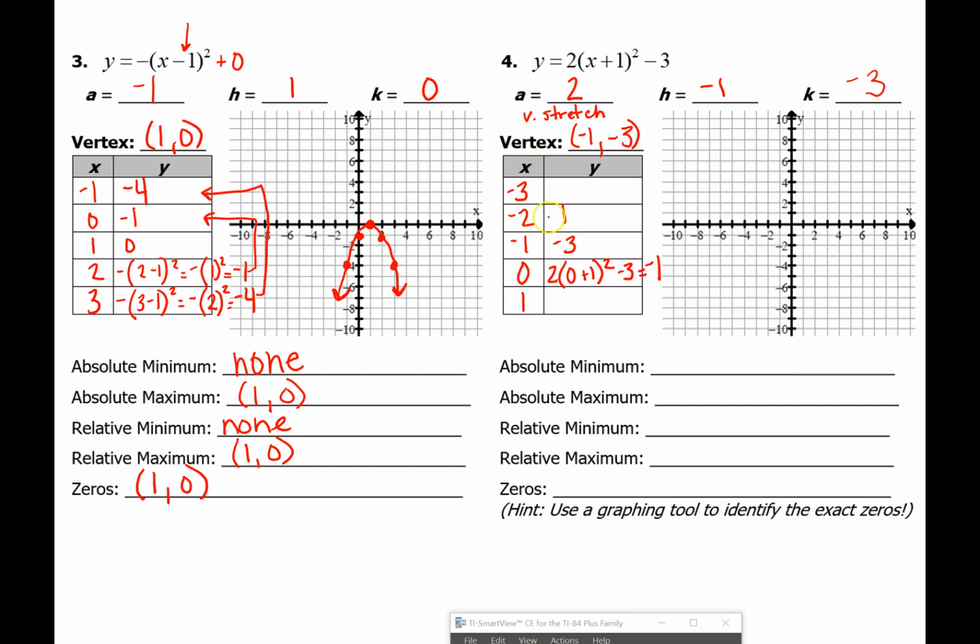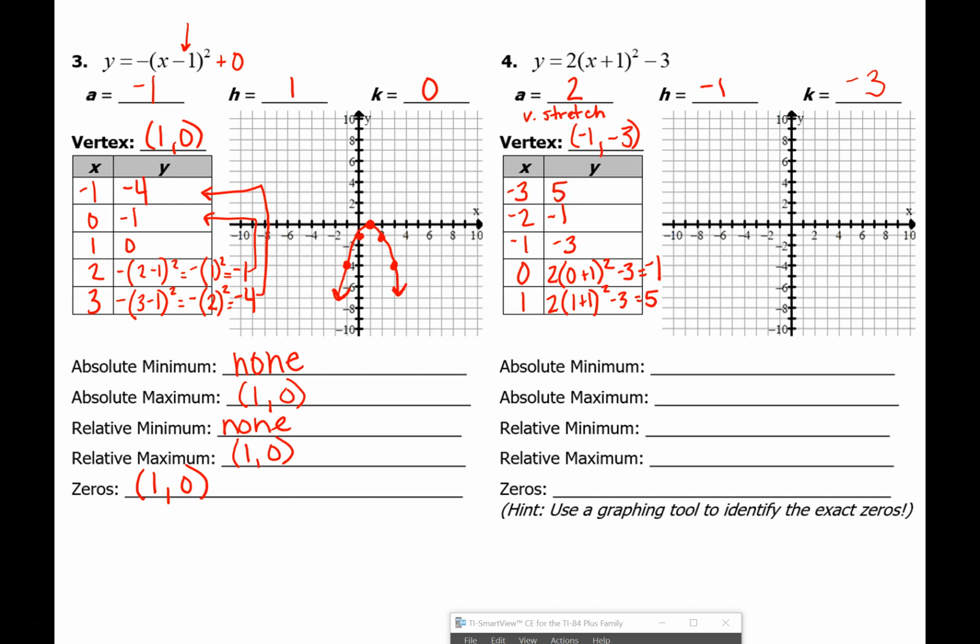And then we need to plug and chug with the 1 as well, so 2 times 1 plus 1, quantity squared, minus 3. 1 plus 1 is 2, 2 squared is 4, 2 times 4 is 8, and 8 minus 3 is 5. So that goes on both sides as well.